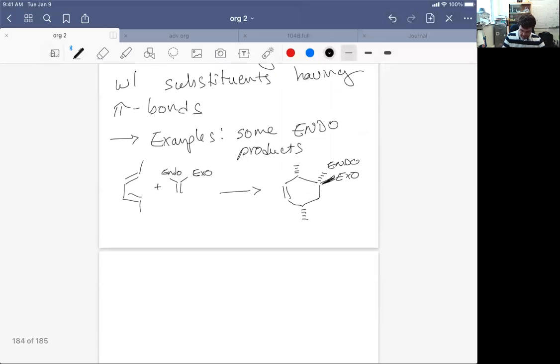Now, if you've got a situation where you've got a methyl group and a, let's just start simple, a hydrogen, the endo product will position the methyl group underneath the forming ring. This is consistent with what we talked about. Methyl is endo.